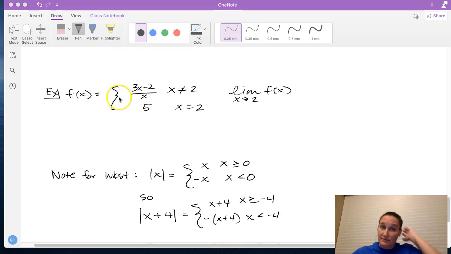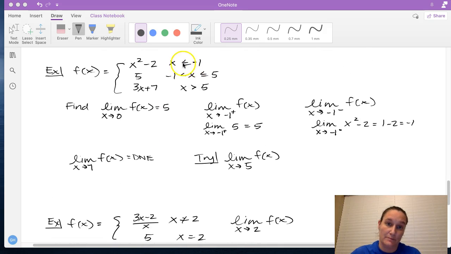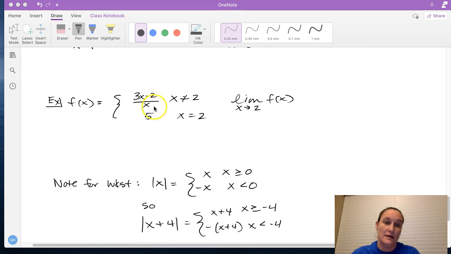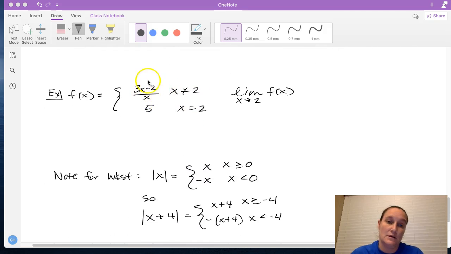So let f of x equal this type of piecewise function. So this is different than the one before. The one before had a bunch of inequalities, less than, greater than, and so on. This one is different. Your function is this for x not equal to 2. So for all x except for 2, your function is this. When x equals 2, it's 5. All right, so we want the limit as x goes to 2 of f of x.